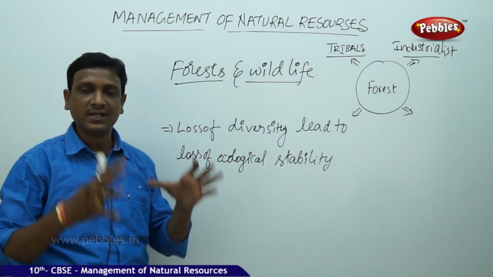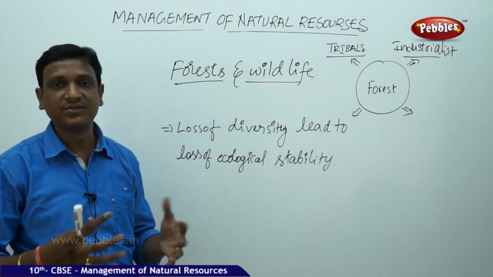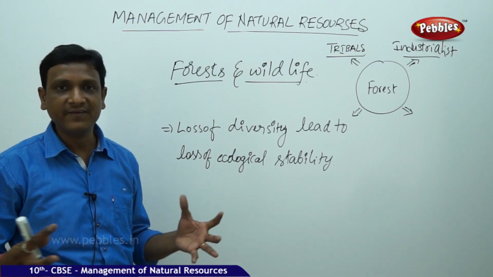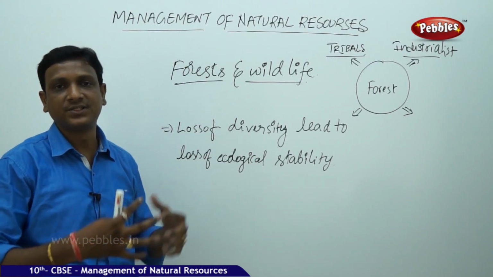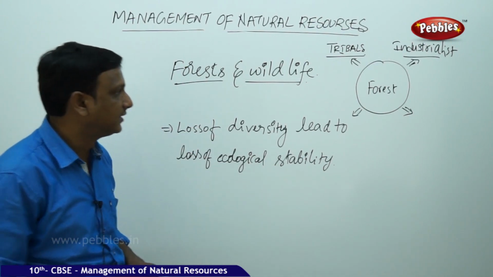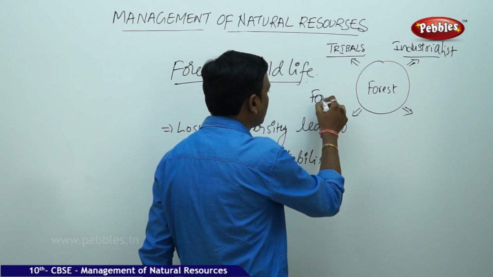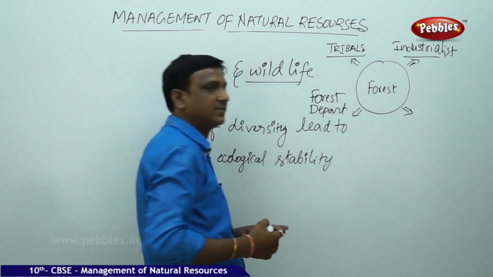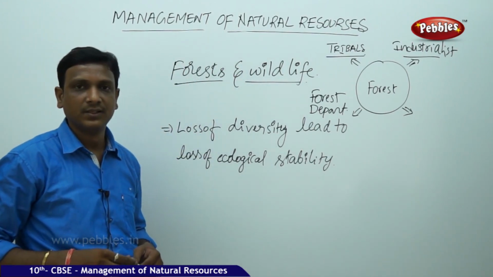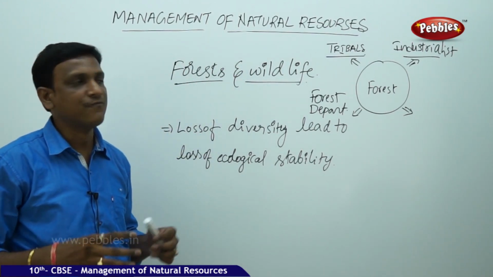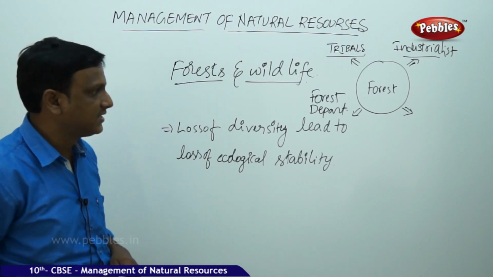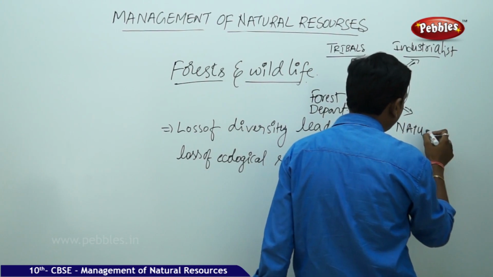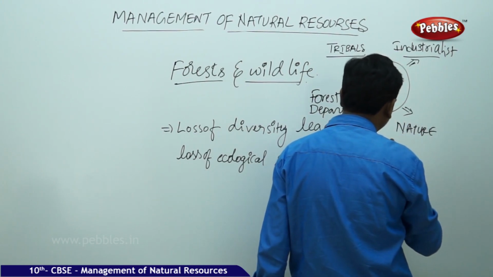Some people want some forest land for industrial purposes, for establishment, or for dealing with the sale and purchase of forest product. Those are the industrialists. The third one is the forest department. This forest department has the role of protecting the forest land and forest product. And if we see the other group, nature enthusiasts.